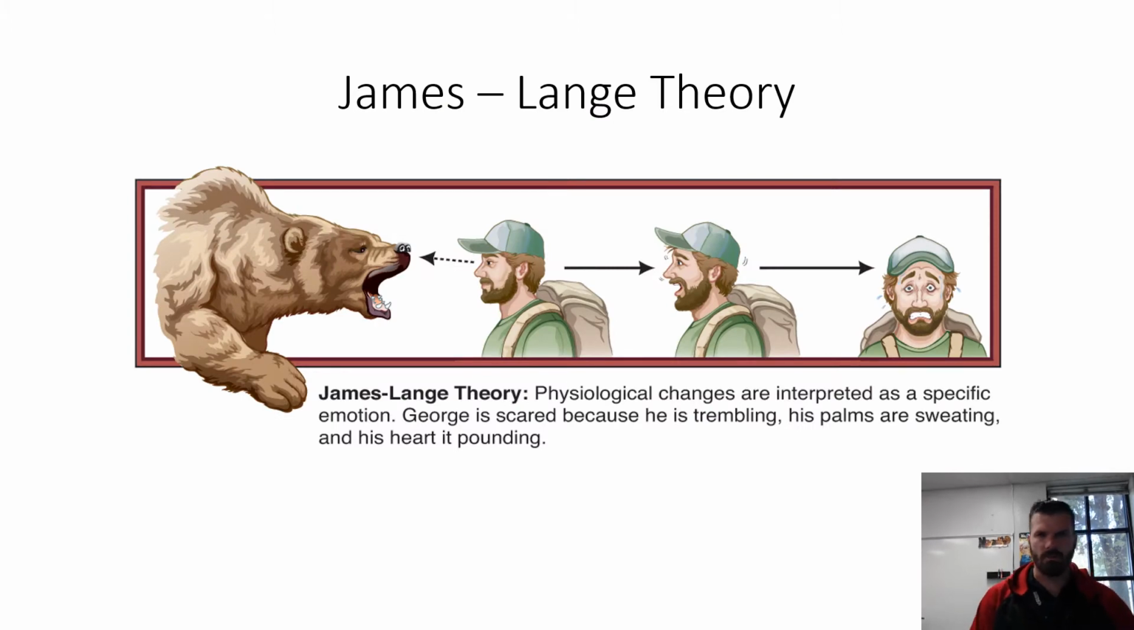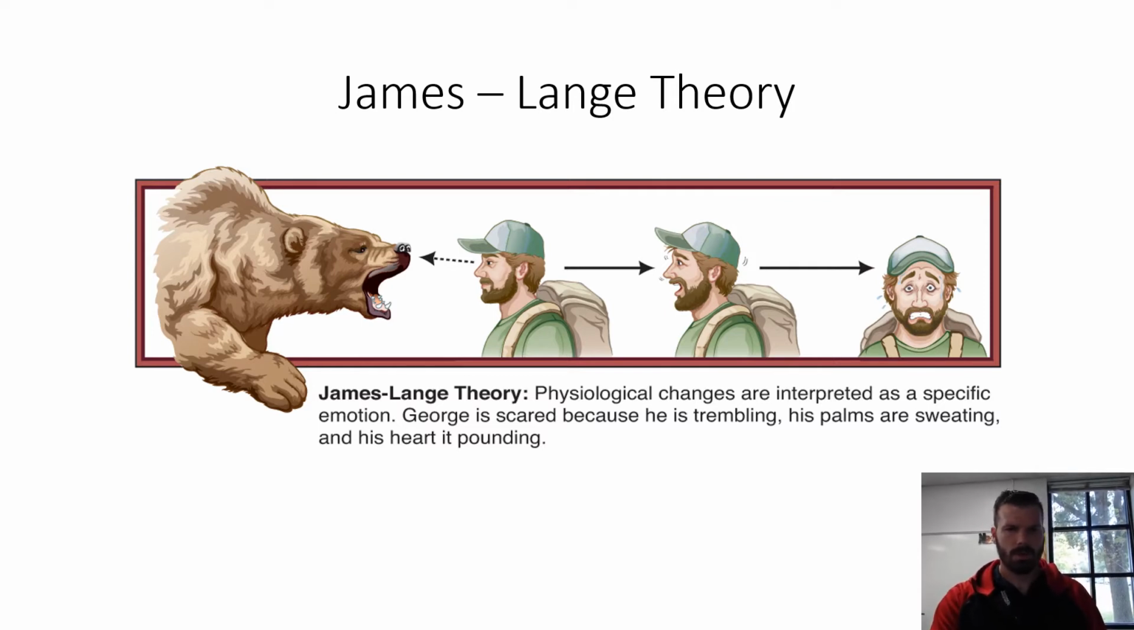Let's start with the first theory. This is known as the James Lange theory. And so basically the James Lange theory postulates this. As you can see from this picture, this should help you out a little bit. Okay, so first things first, we see the stimulus, and that stimulus is a bear.